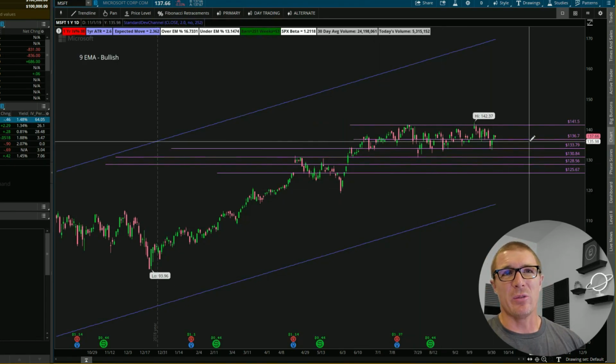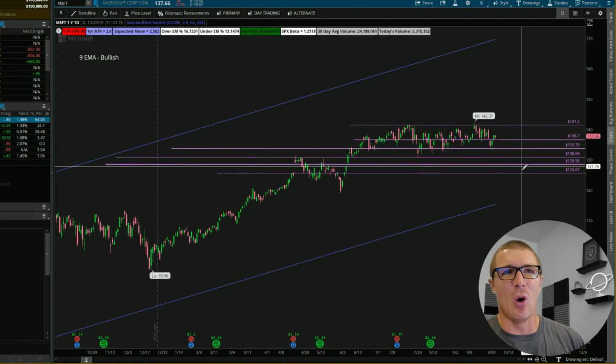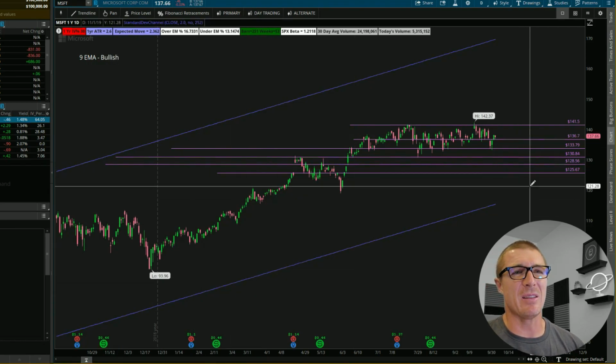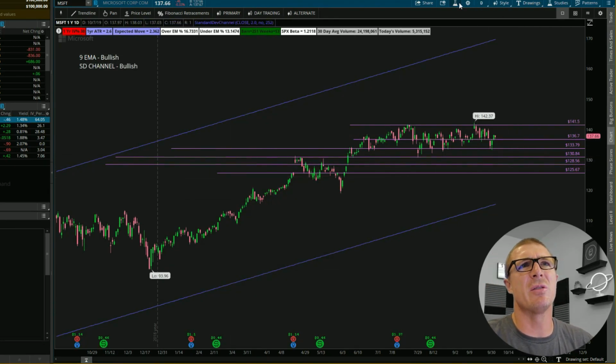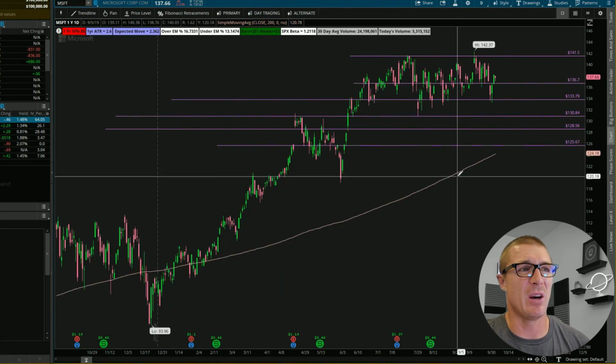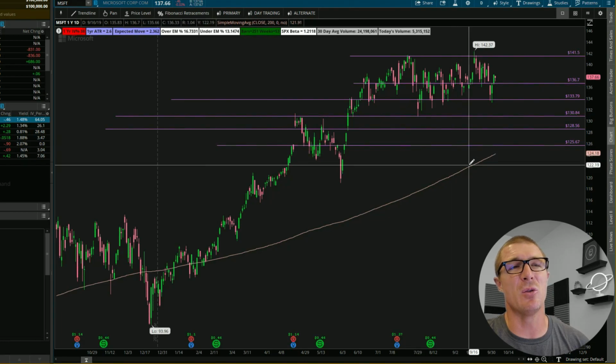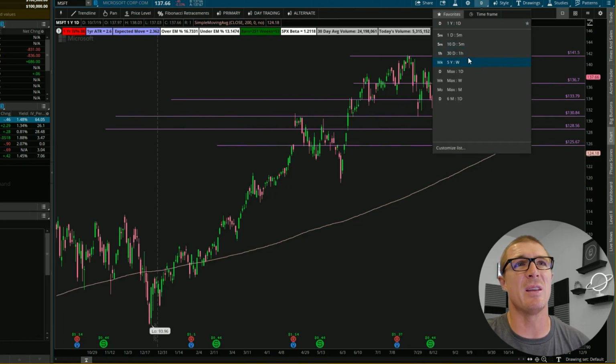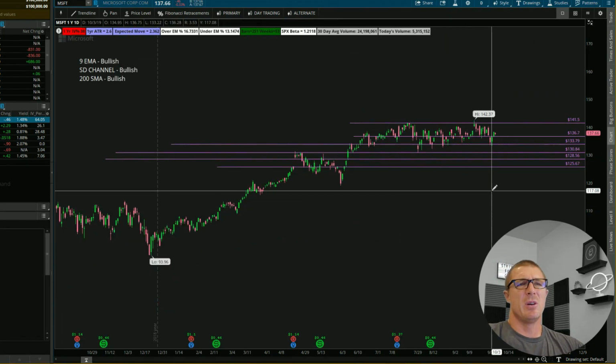It really doesn't show us much. Maybe it's on the lower half. It does look like it's sloping upward. Standard deviation channel suggests bullish. Take a look at the 200-period moving average. Very simply, we can see that it is above the 200-period moving average, so we can just say that that's bullish. Right, the 200 SMA is bullish.